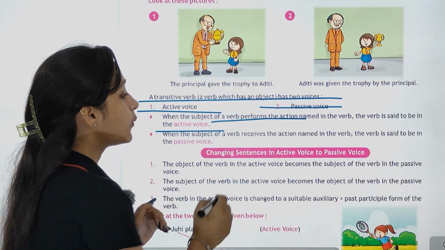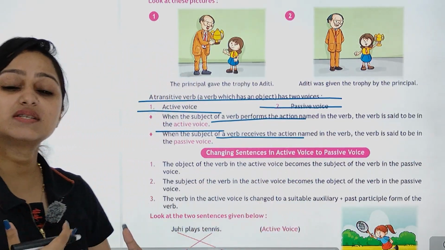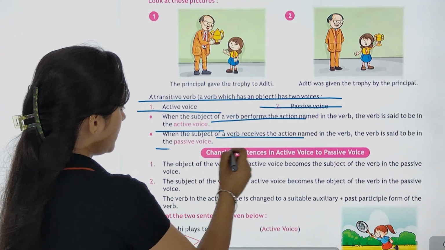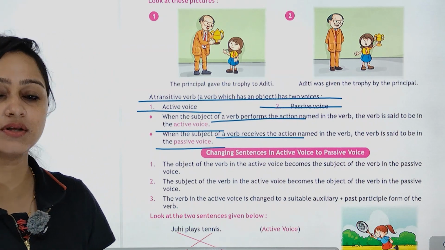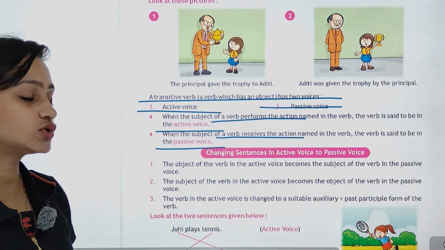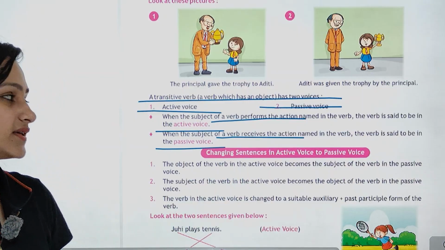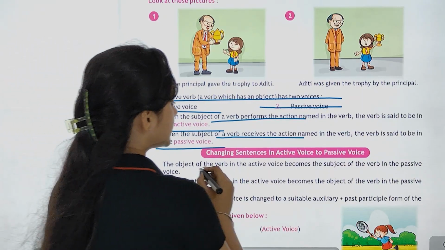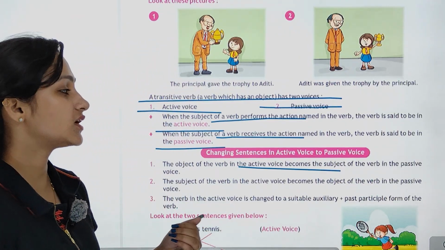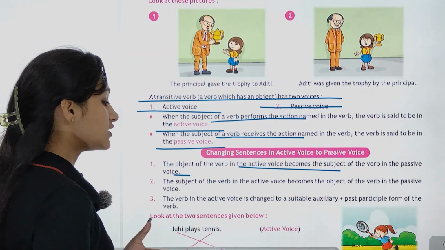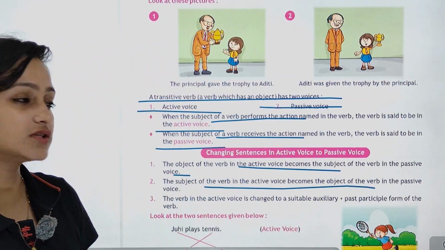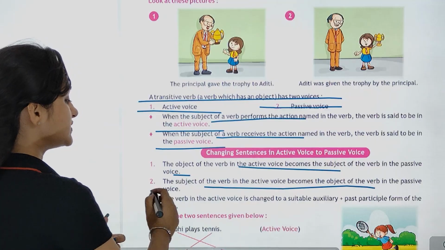When the subject of a verb receives the action named in the verb, so the verb is said to be in the passive voice. जो आपकी verb होती है वो किस में होती है, पैसिव वॉइस में होती है. Now changing sentences in active voice to passive voice, कैसे चेंज करते हैं एक्टिव से पैसिव में. The object of the verb in the active voice becomes the subject. जो ऑब्जेक्ट होता है वर्ब का एक्टिव वॉइस में वो सब्जेक्ट बन जाता है पैसिव वॉइस में. The subject of the verb in the active voice becomes the object. जो सब्जेक्ट होता है एक्टिव वॉइस का वो ऑब्जेक्ट बन जाता है वर्ब का पैसिव वॉइस में.